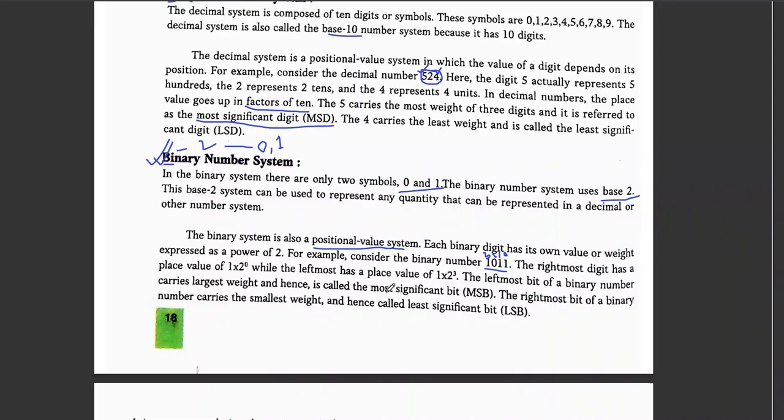So here also the MSB is the leftmost bit, okay? The leftmost bit is called the MSB, and the rightmost bit is called LSB. LSB and MSB, what were they? Least significant bit and most significant bit.